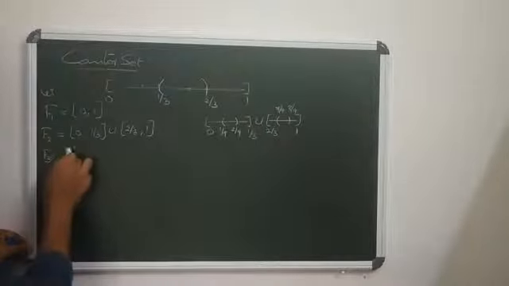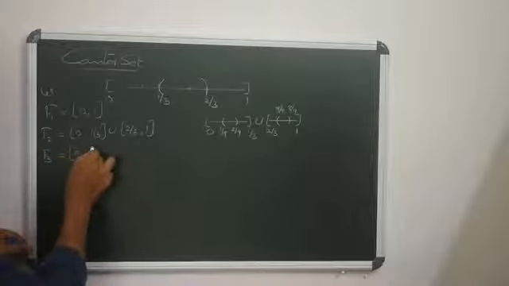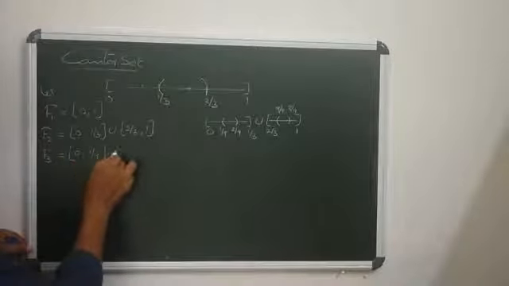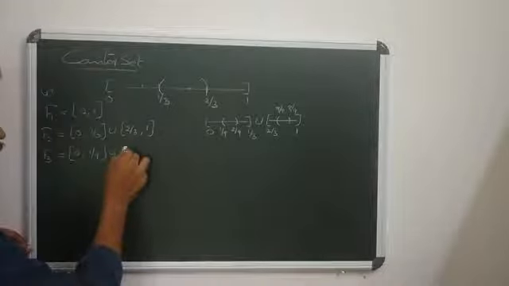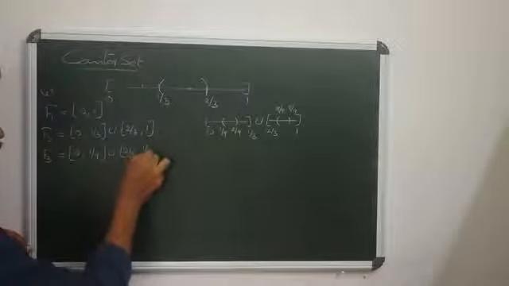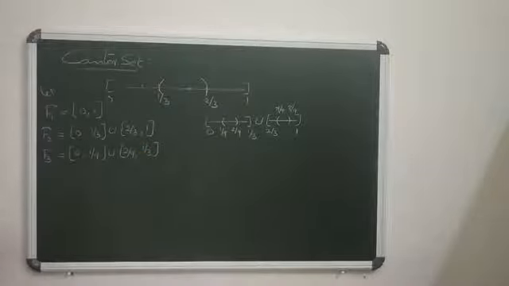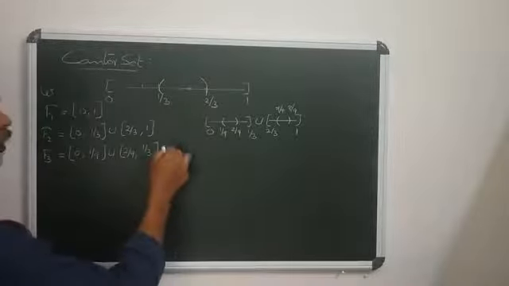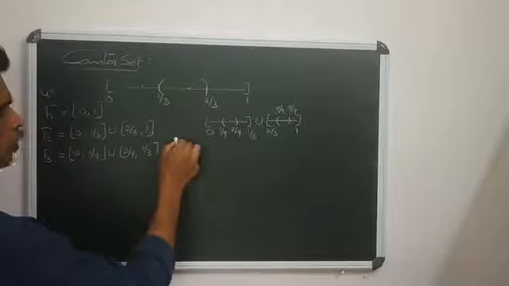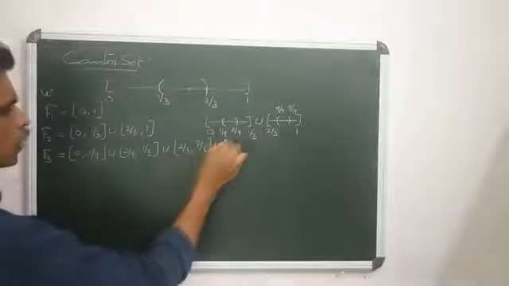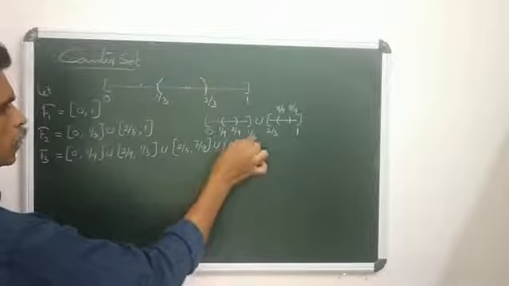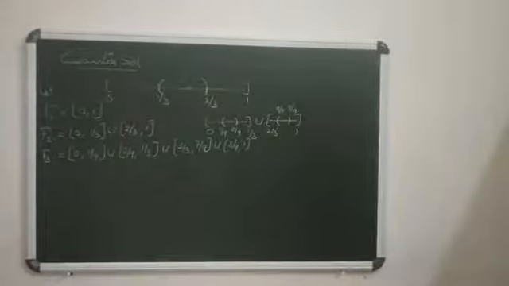What remains here? Then it is closed interval 0, 1 by 9, union closed interval 2 by 9, 1 by 3, union closed interval 2 by 3, 7 by 9, union closed interval 8 by 9, 1. Okay, so proceeding like this.